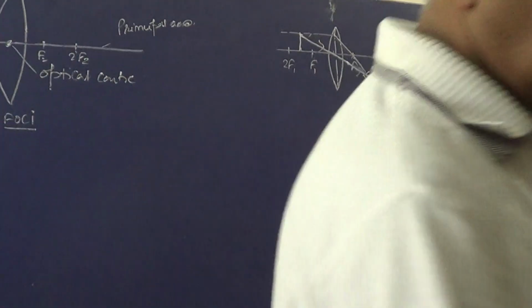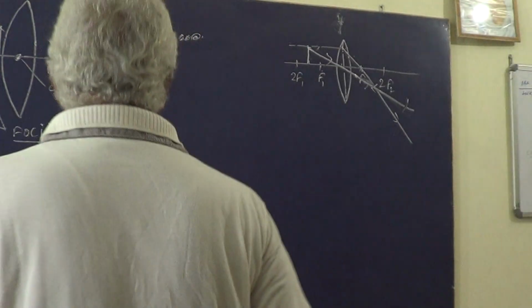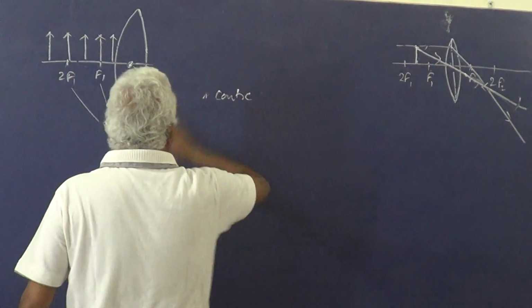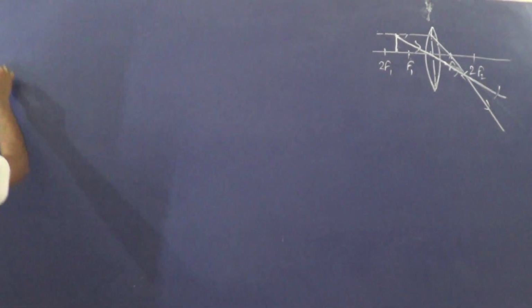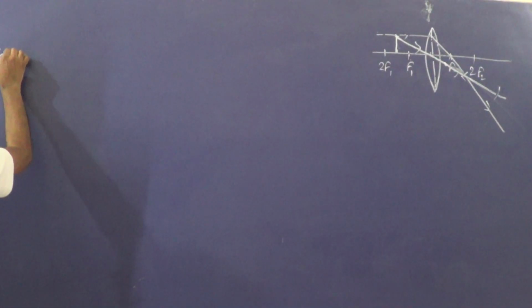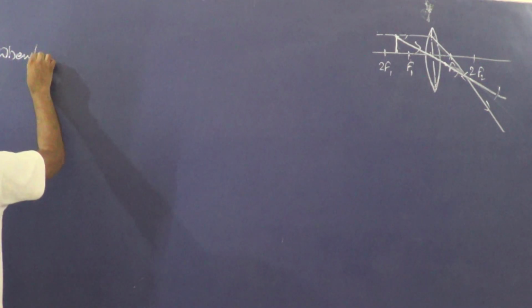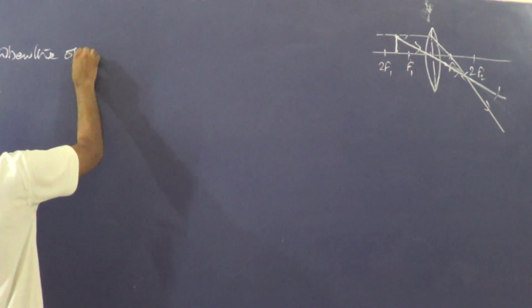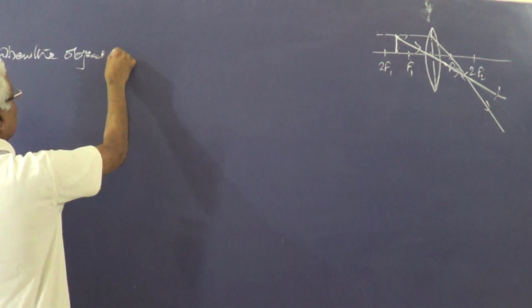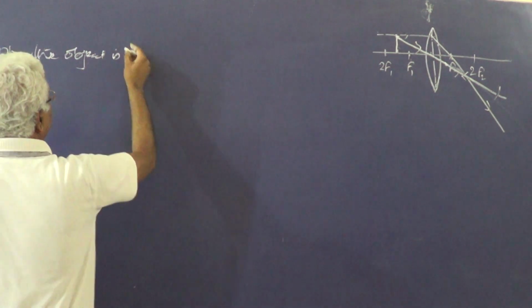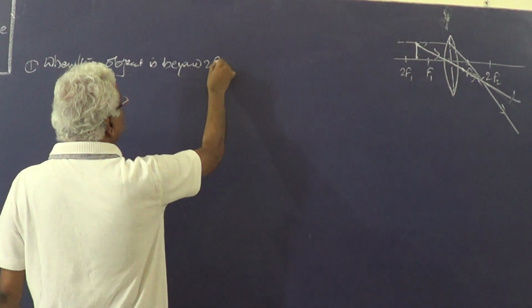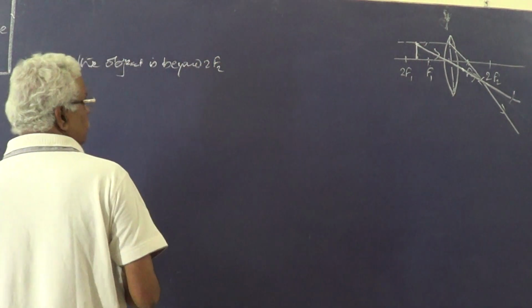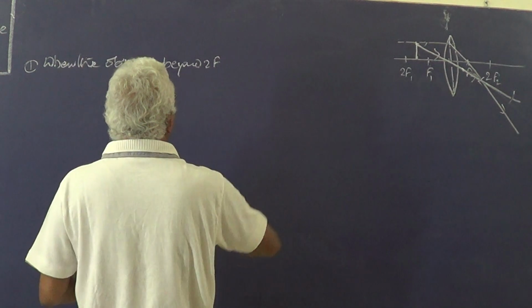Now, take it one by one. First, when the object is beyond 2F, beyond 2F. Okay.